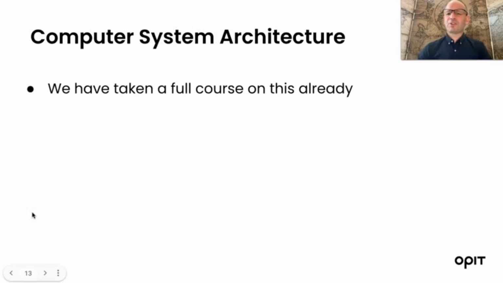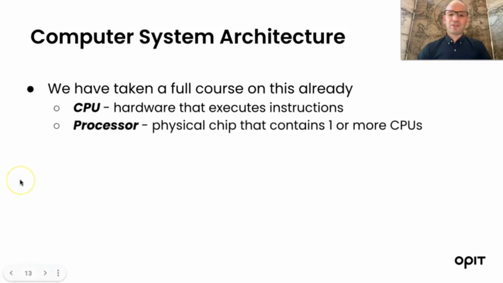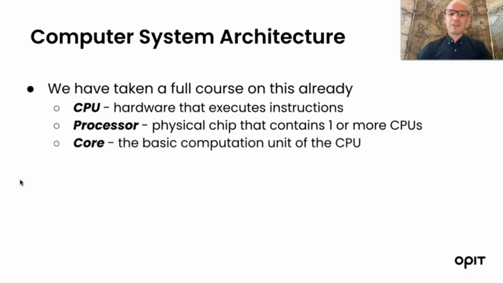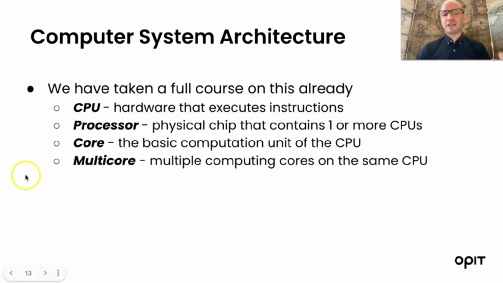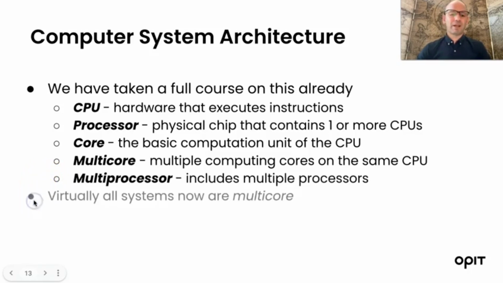We've taken a full course on computer system architecture already, so quickly through general computer architecture ideas. CPU: hardware that executes instructions, right? The core, the heart of a system. The processor is a physical chip that may contain one or more CPUs. These days, more than one CPU is common. The core is the basic computation unit of the CPU. And again, these days we use what are called multi-core, so multiple computing cores on the same CPU. Multiprocessor includes multiple processors. These are all concepts that we should have a grasp of already. And virtually all systems these days are multi-core.